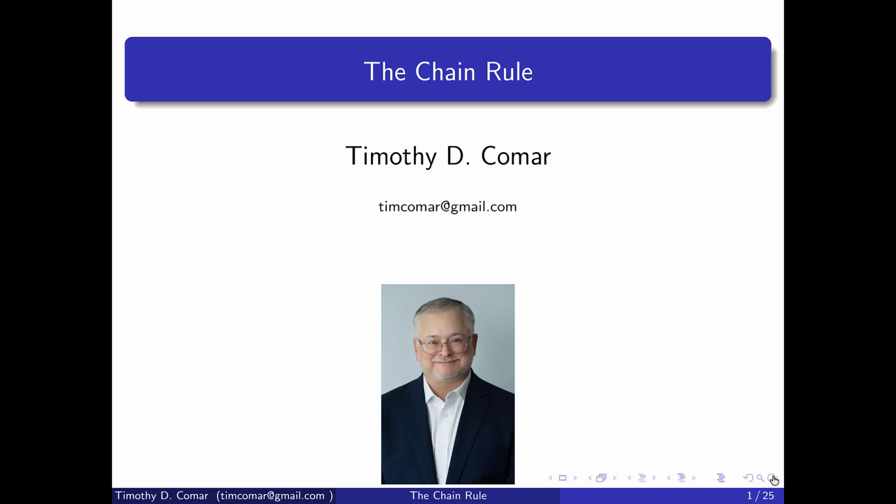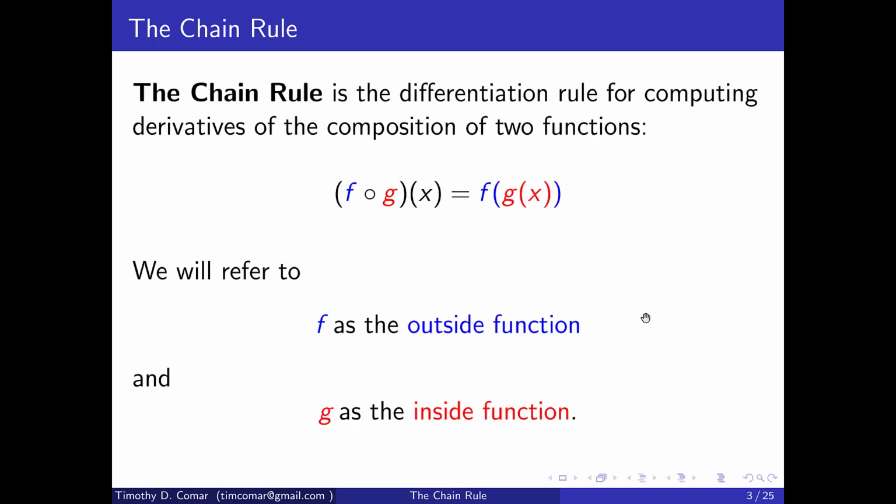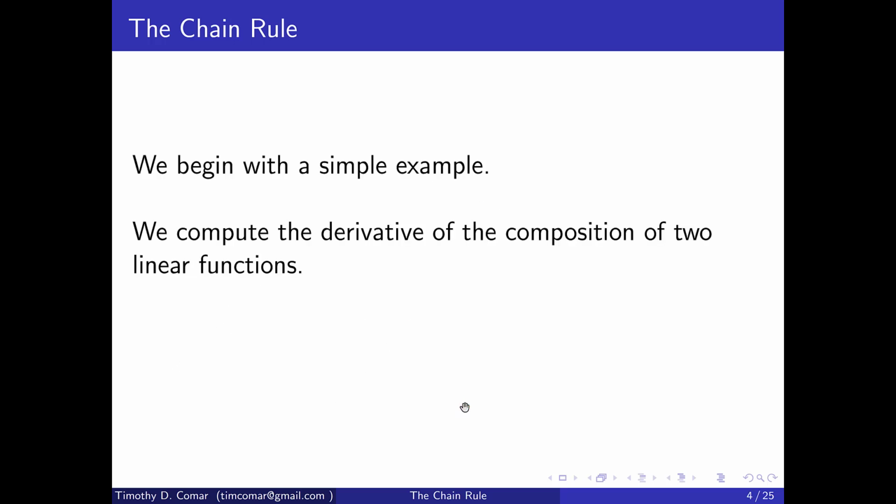Today, we're going to talk about the chain rule. The chain rule is the differentiation rule for computing the derivatives of the composition of two functions. Shown here, we have the composition of a function f with a function g, which on the right-hand side here is written in this nice nested form. With this nested form, we can refer to f as the outside function and g as the inside function.